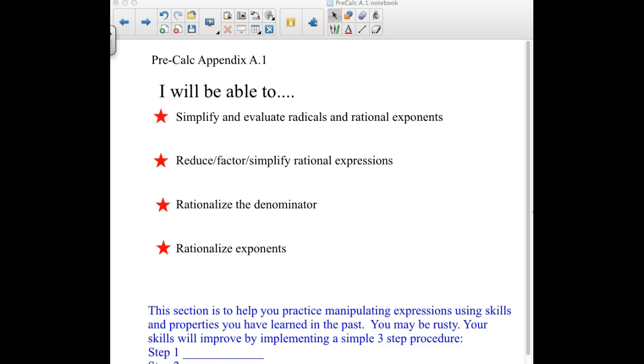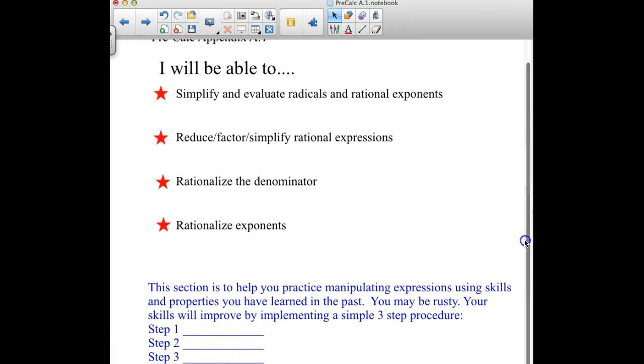All right, this is Pre-Calc Appendix A.1. Some skills for today. We are going to look at simplifying and evaluating radicals and rational exponents. We're going to look at reducing, factoring, and simplifying rational expressions. And we're going to review how to rationalize the denominator and exponents.